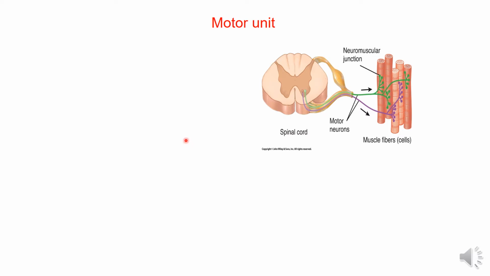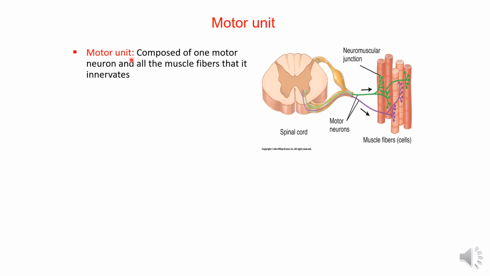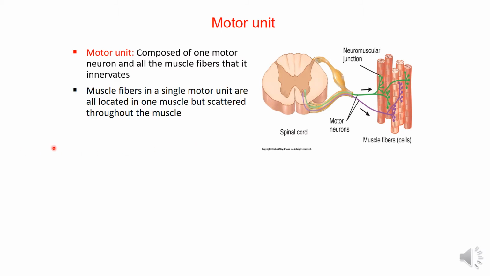What is the meaning of the motor unit? A motor unit is composed of one motor neuron and all the muscle fibers that it innervates. So the motor unit means the somatic motor neuron, plus the skeletal muscle fibers innervated by it.